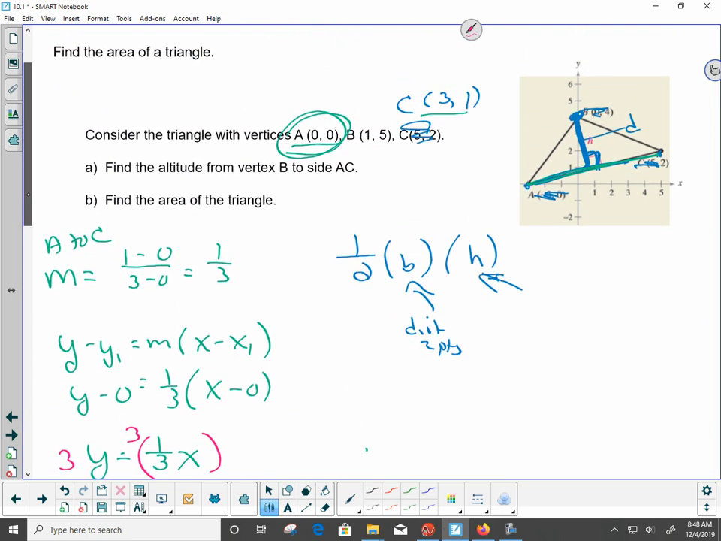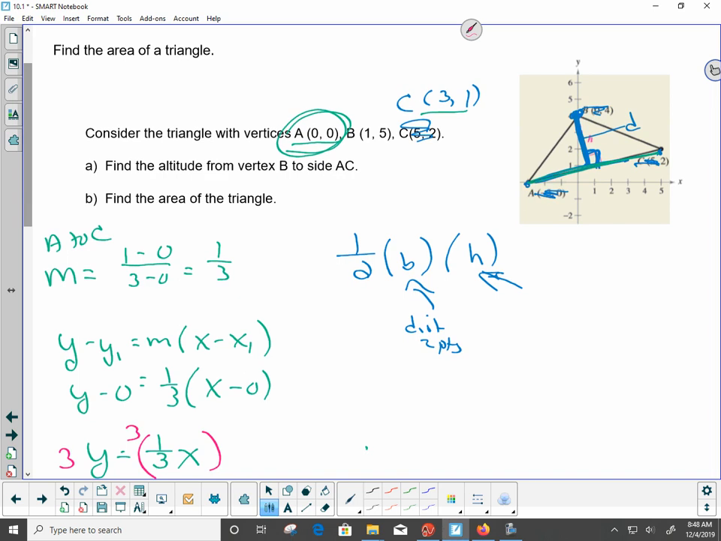Now I need to find the base. So the base will be the distance between these 2 points. So the distance between 3, 1 and 0, 0. So I'm going to use the distance formula for that, for AC. That's the square root of what? X2 minus X1 squared, Y2 minus Y1 squared. So putting in what I know.